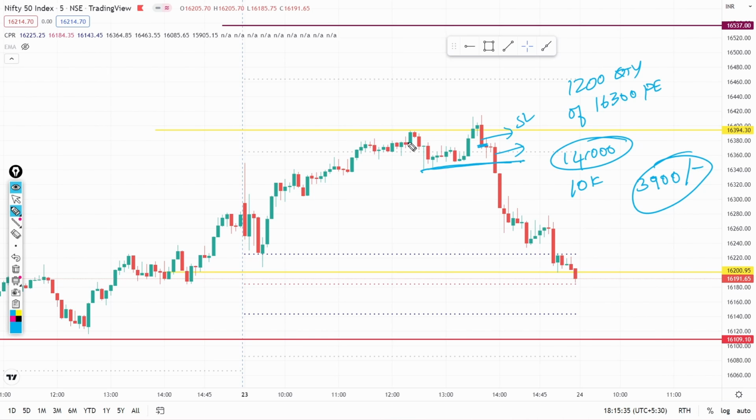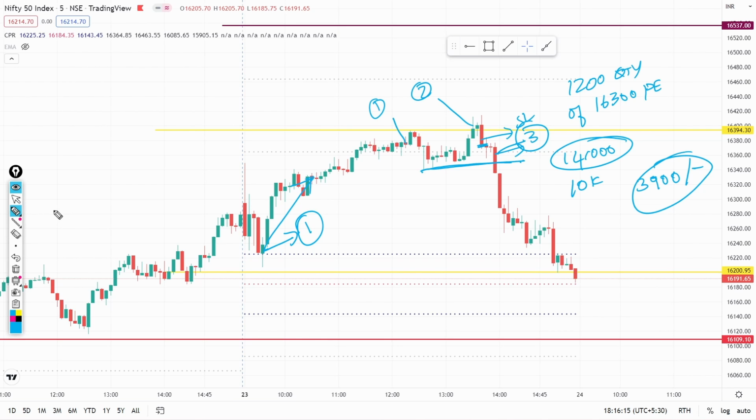So today the first trade was somewhere here, the second trade was somewhere here, and this is our third trade. Today there were 4 opportunities, and this is also one of the trading opportunities. We could have gone long somewhere here. So that's it for today, guys. This is the chart analysis for today's Nifty chart.